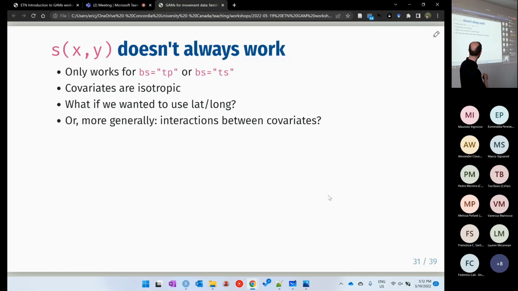So if you want to use, say, lat long, or say, depth and temperature to measure something as a function of how speed is changing, temperature and depth aren't even measured in remotely the same units, so we don't expect them to have similar smoothness.